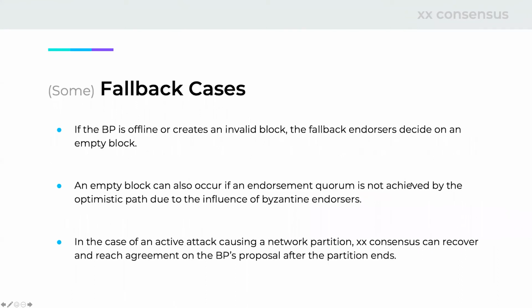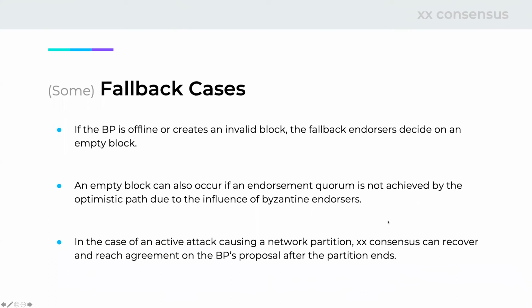So now let's take a look at some cases that lead to the activation of this fallback mechanism. First, if a BP is offline or it creates an invalid block, the fallback endorsers are needed in order to decide on the empty block, which keeps the randomness chain going. Another situation is if there are too many Byzantine endorsers that simply refuse to endorse the block proposal. In this scenario, a quorum of endorsements will not be reached, so the fallback endorsers will activate and decide on the empty block.